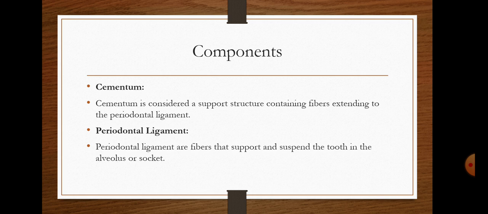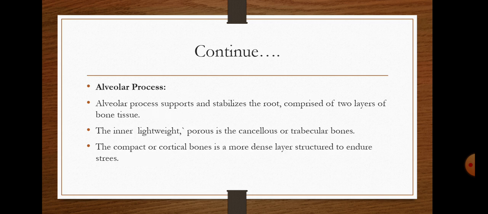Cementum. Cementum is considered a support structure containing fibers extended to the periodontal ligament. Periodontal ligament are fibers that support and suspend the tooth in the alveolus or socket. Alveolar process. Alveolar process supports and stabilizes the root, comprised of two layers of bone tissue. The inner lightweight porous layer is cancellous or trabecular bone. The compact or cortical bone is a more dense layer structured to endure stress.